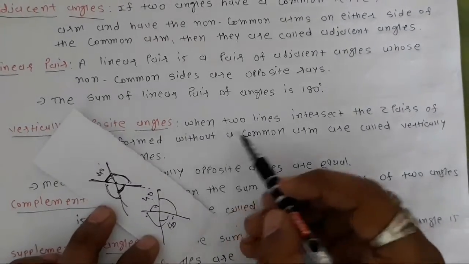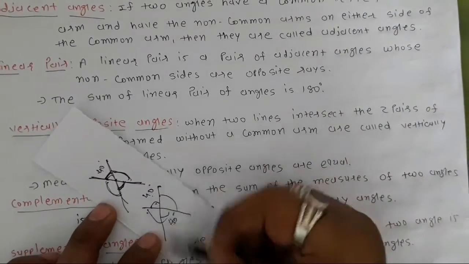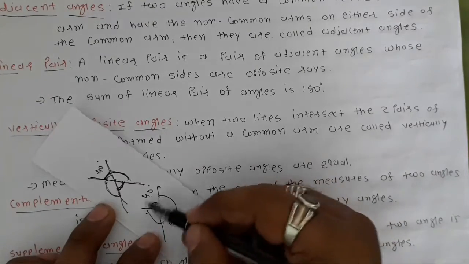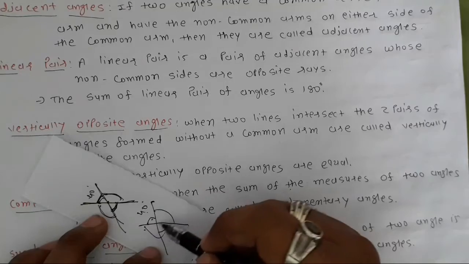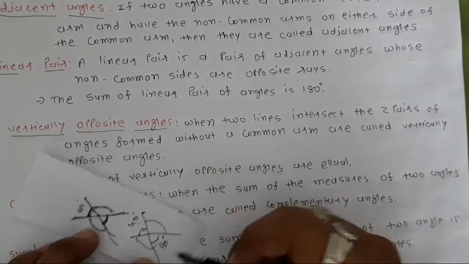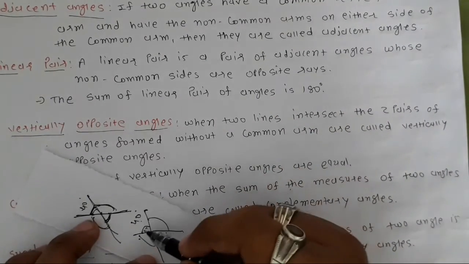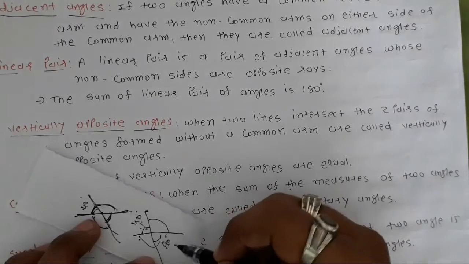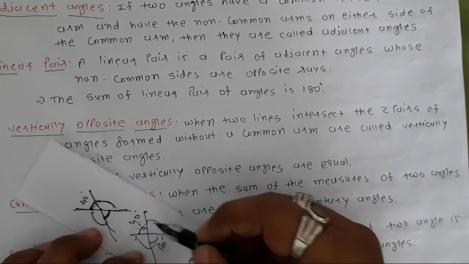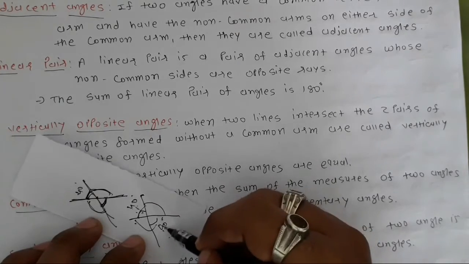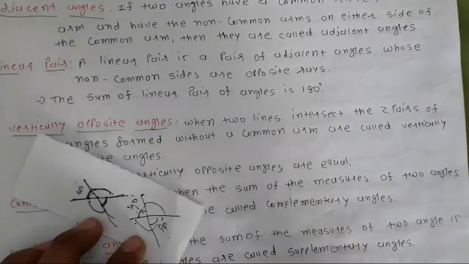When two lines intersect, these two pairs of angles formed without a common arm are called vertically opposite angles. For example, this one is my 40 degrees, so the vertically opposite angle of this one is this, so this is also 40 degrees.